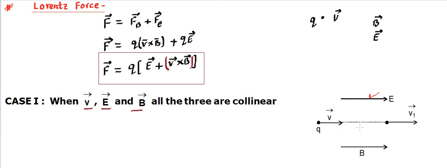So we need to see how the force is going to act and what will be the path of that particle. If they are collinear, then you will say this V cross B, the cross product of two parallel vectors, is 0. That's a null vector. That means this part will be 0. And you will find the net force that is going to act on this, or you can say the Lorentz force, is going to be simply Q into E.